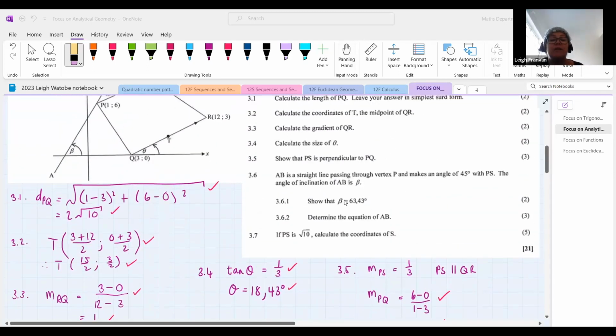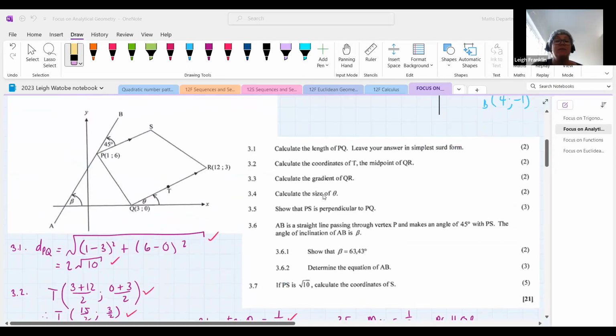So let's get into the slightly more interesting questions here. Question 3.6 tells us that AB is a straight line passing through vertex P of this trapezium, and it makes an angle of 45 degrees with PS. The angle of inclination of AB is theta. In 3.6.1, they ask us to show that beta is 63,43 degrees. Where do you think that's coming from? How do they get that beta is 63,43 degrees? Any ideas?